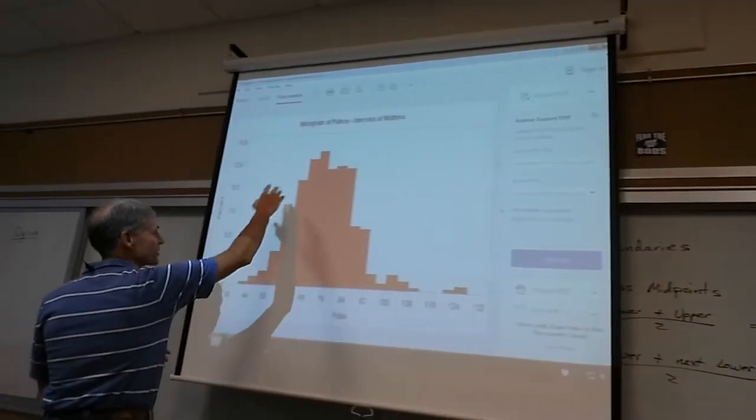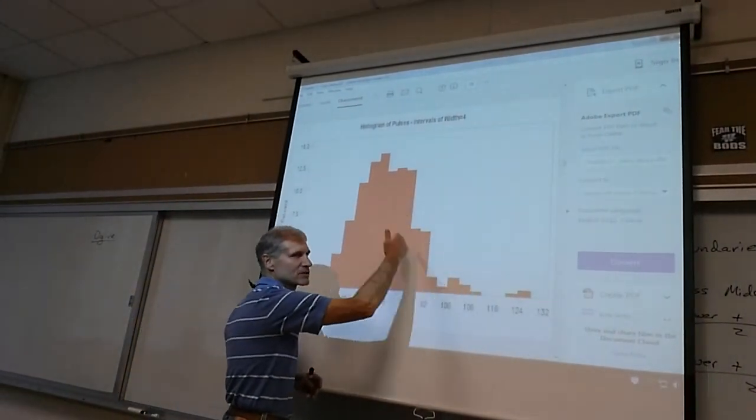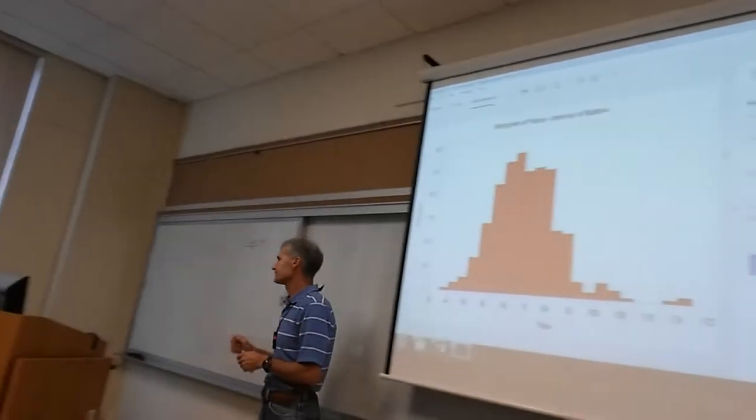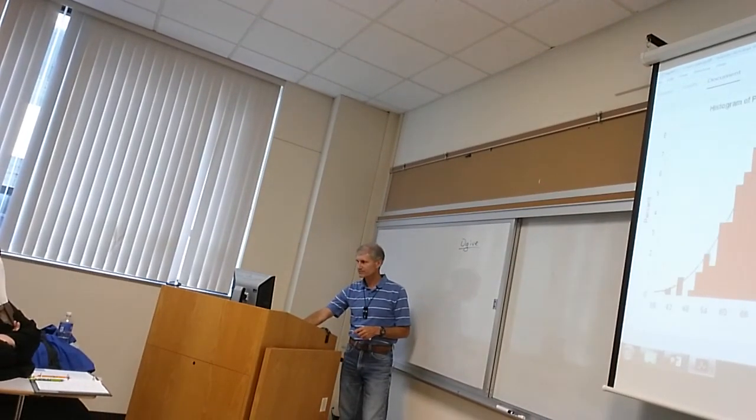The rest of it looks pretty bell-shaped and symmetric. This tail, that's called the tail of the distribution, this tail is longer than this tail. We'll learn to refer to that as skewness.